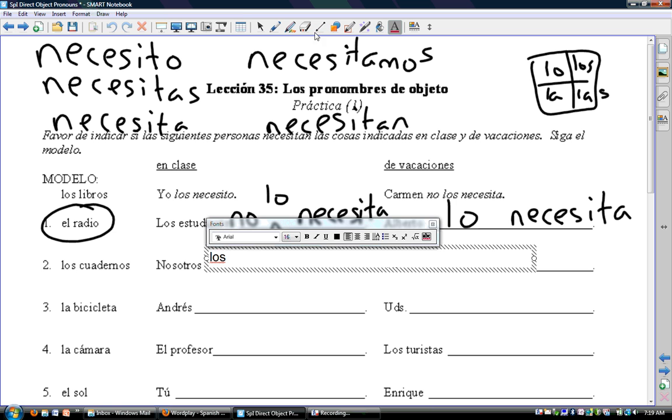And then I need to choose the form of necesitar that I need. Since it's nosotros, which means we, the one I need is necesitamos. So all I have to put is los necesitamos.